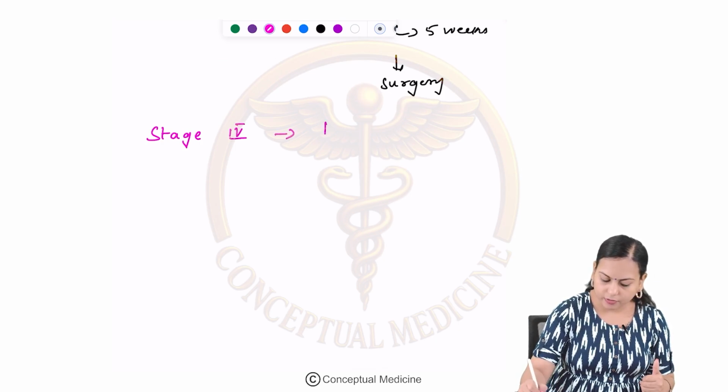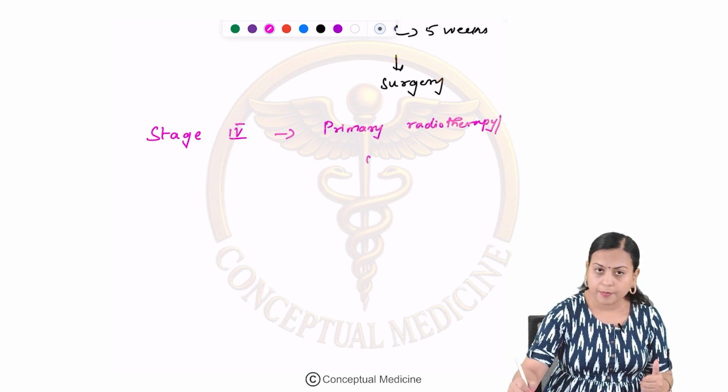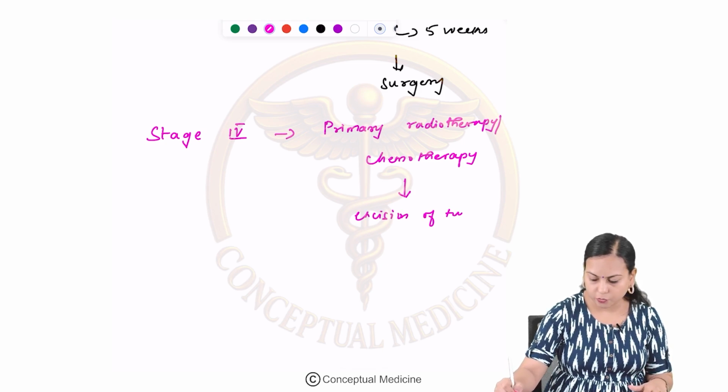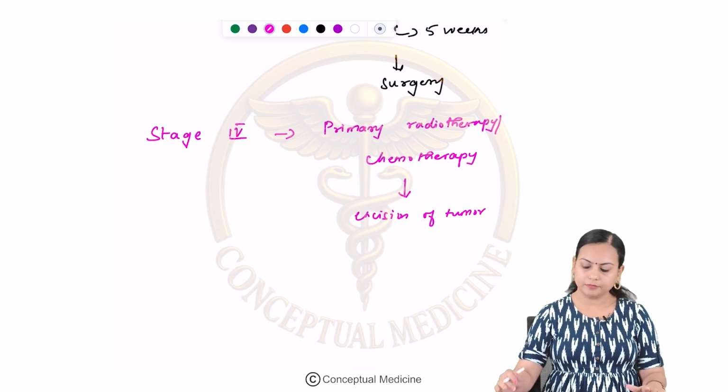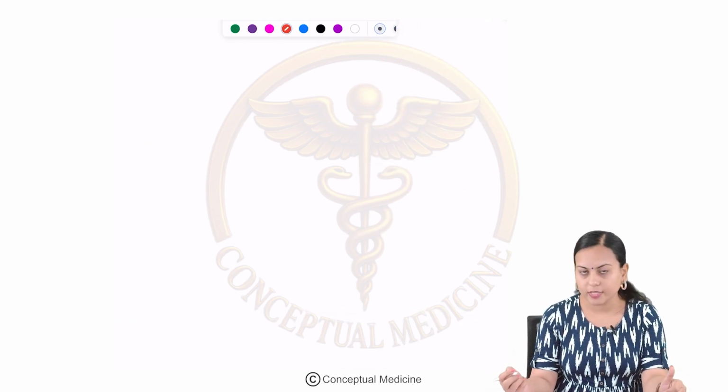And next one is stage 4. Here you will offer her primary radiotherapy or primary chemotherapy as well. That will be followed by excision of tumor. Okay.